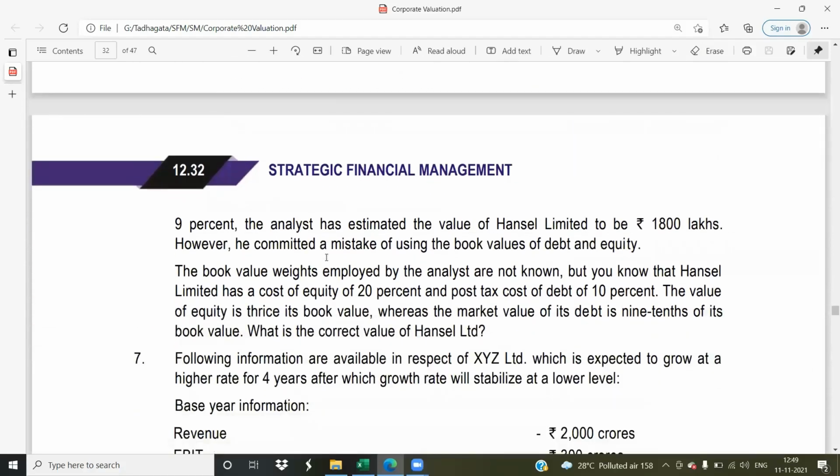The book value weights employed by the analyst are not known, but you know that Hansel Limited has a cost of equity of 20% and post-tax cost of debt of 10%. It's also given that the value of equity is thrice its book value, whereas market value of its debt is 9/10, that is 90% of its book value. So we need to find out the correct value of Hansel Limited, right? So how do we approach the problem?